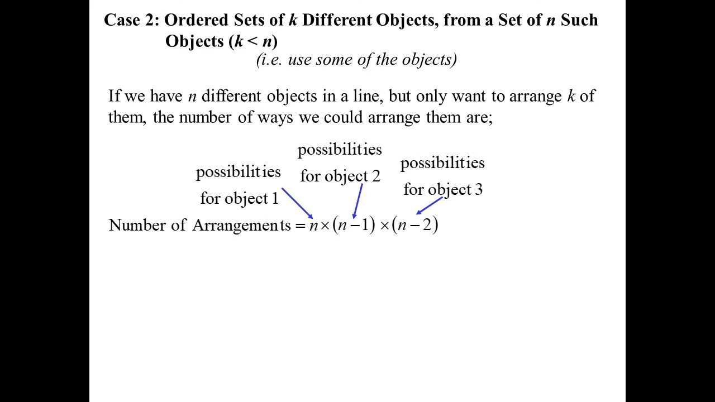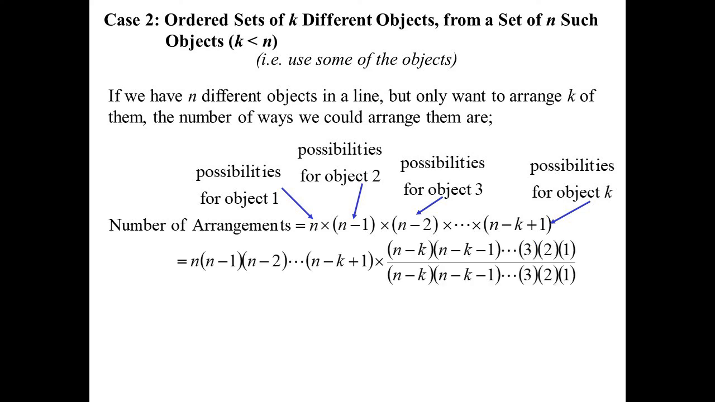Have a look at the pattern. When there was 1 object, it was n, or if you like, n minus 0. When there were 2 objects, there was n minus 1. When there were 3 objects, there was n minus 2. So logically, if there's k, n minus k plus 1. Well, that's a bit awkward trying to remember that, so we don't.